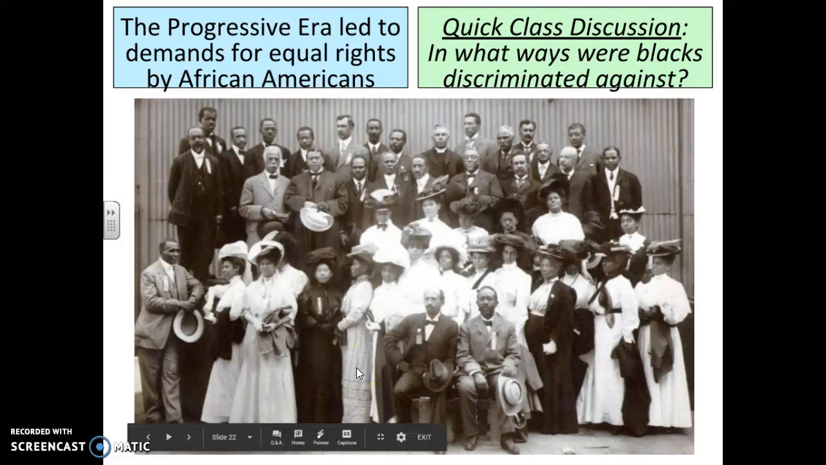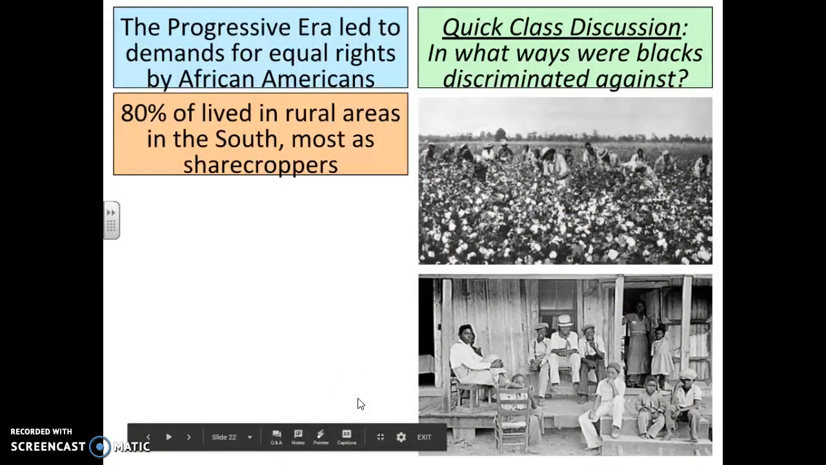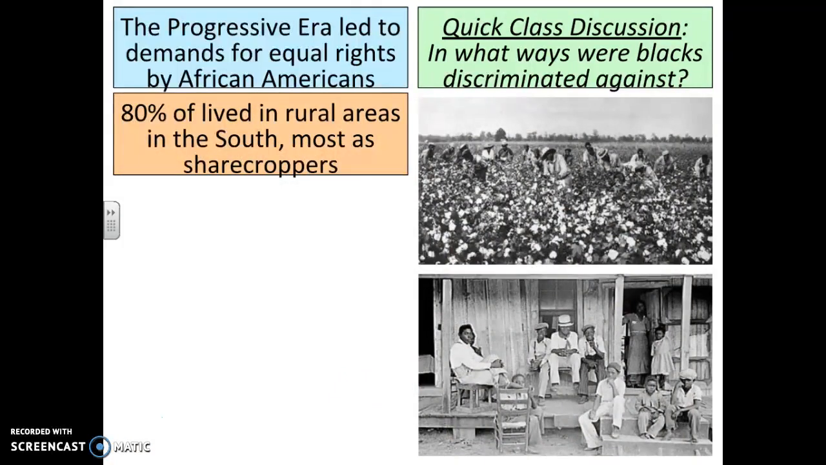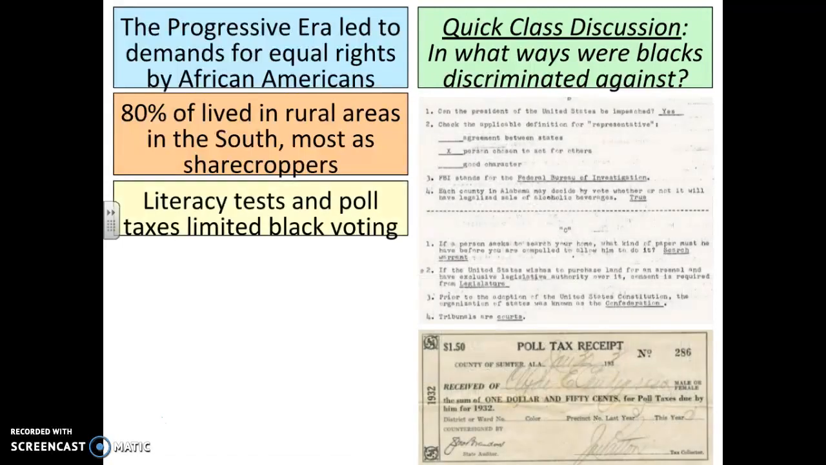The Progressive Era is also going to be working to try to demand equal rights for African Americans. We will see different examples of this. We talked about already how a lot of the freed black men are still living in the South, mostly as sharecroppers, and that created a system of enslavement even without slavery, because they could not get themselves out of it.